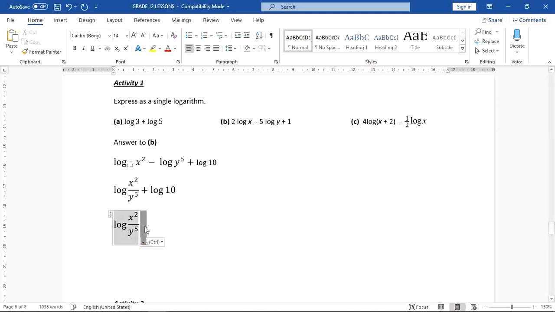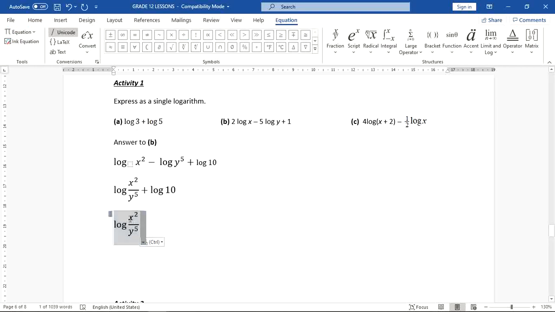Paste it here. And then you multiply it by 10. Because if there's a plus, whatever is here, you multiply it with this whole fraction. And when you're multiplying a fraction by a whole number, you just multiply that whole number with the numerator, not the denominator. So it's going to be 10 times x squared over y to the 5. So the final answer will be log 10 times x squared divided by y to the 5, base 10. Remember, if there's nothing here, the base is 10. That is the answer for part B.